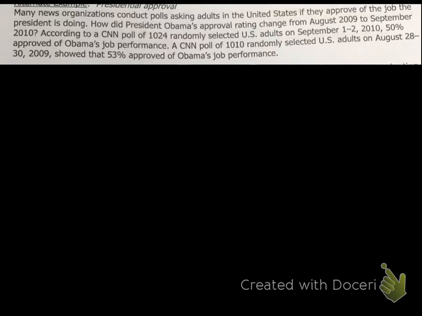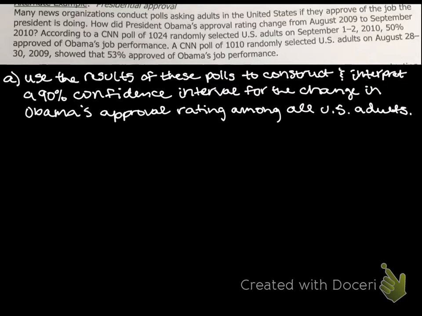Many news organizations conduct polls asking adults in the United States if they approve of the job their president is doing. How did President Obama's approval rating change from August 2009 to September 2010? According to a CNN poll of 1,024 randomly selected U.S. adults on September 1st through 2nd of 2010, 50% approved of Obama's job performance. A CNN poll of 1,010 randomly selected U.S. adults on August 28th through 30th of 2009 showed that 53% approved of Obama's job performance. Use the results of these polls to construct and interpret a 90% confidence interval for the change in Obama's approval rating among all U.S. adults.